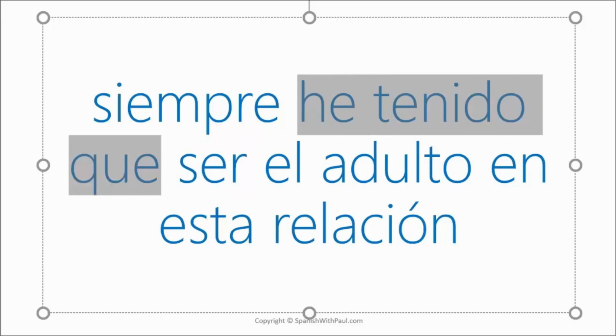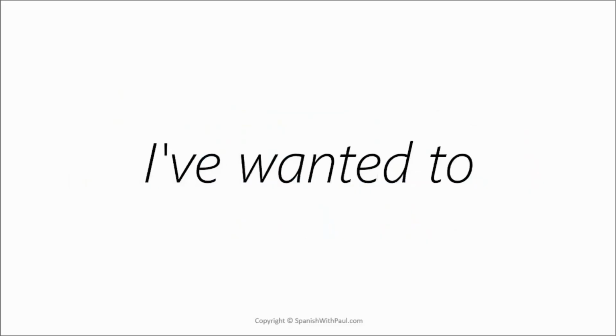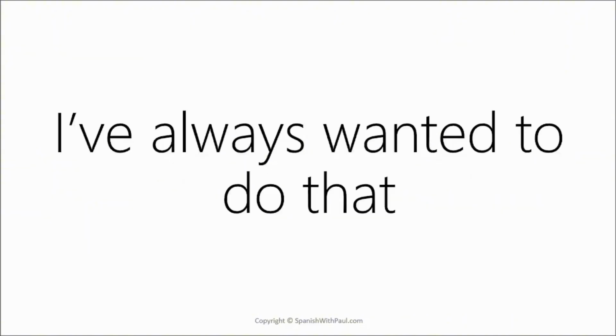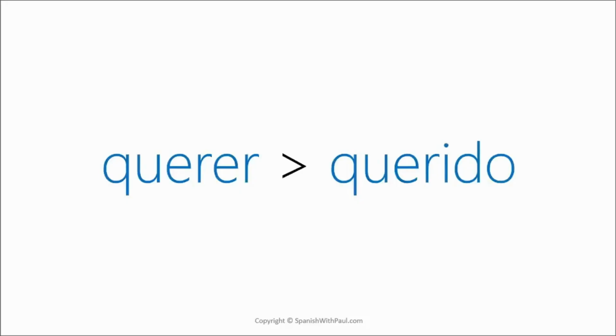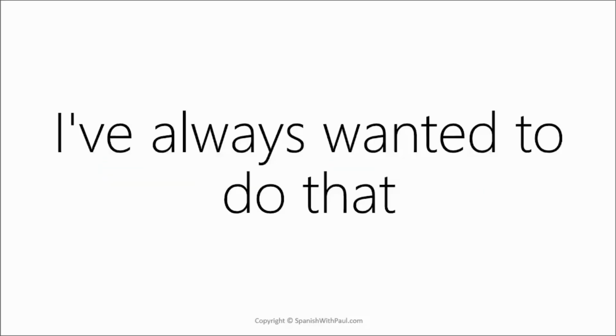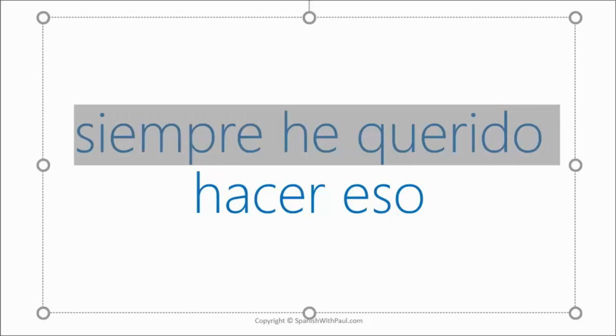in everyday speech. Now, another one that's good to know would be I've wanted to. For example, I've always wanted to do that. Now, of course, the verb to want is querer. And for wanted, querer will behave just like any other regular verb and go to querido. So I've wanted to, he querido. Let's use it. I've always wanted to do that. Siempre he querido hacer eso. So I've always wanted, siempre he querido, to do that, hacer eso.